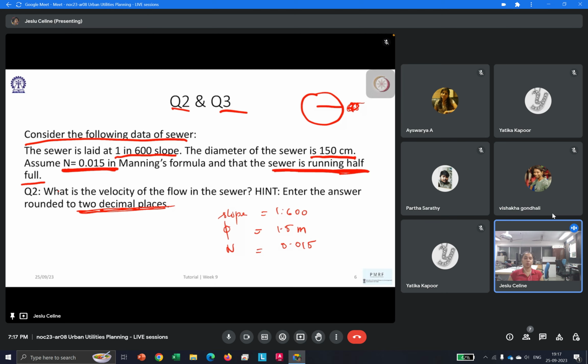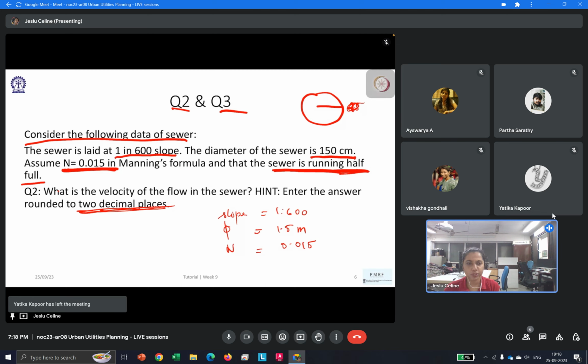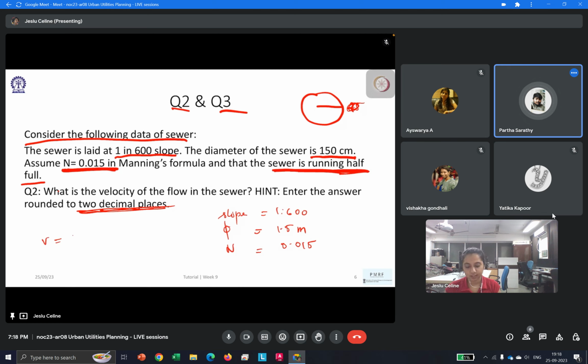So what equation will we use over here? The sewer is running half full and we need to find the velocity. We have done a similar problem for water supply. So which equation will we use? Manning's equation? Can we use Manning's equation? Yes, ma'am. V is equal to 1 by n, R to the power 2/3, and S to the power 1/2. Yes, very good. So this is Manning's equation, and we can use this here.